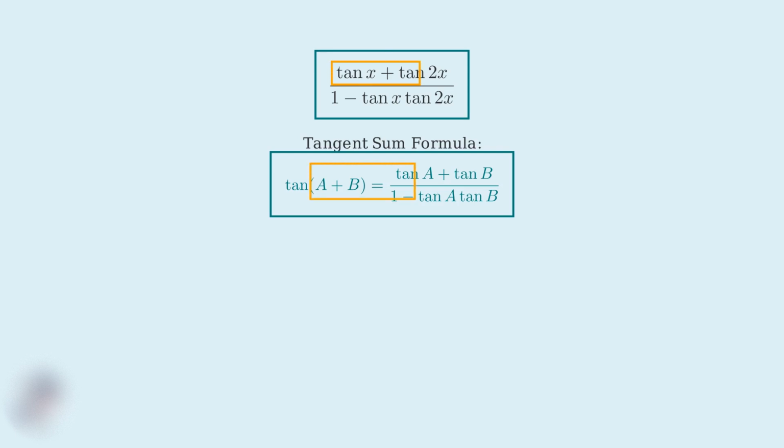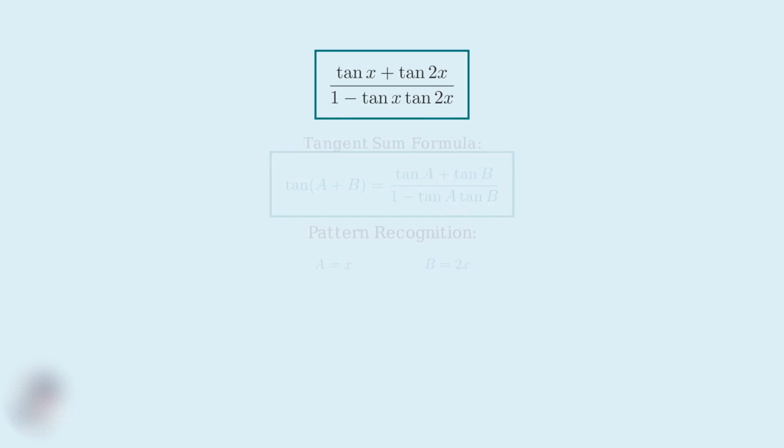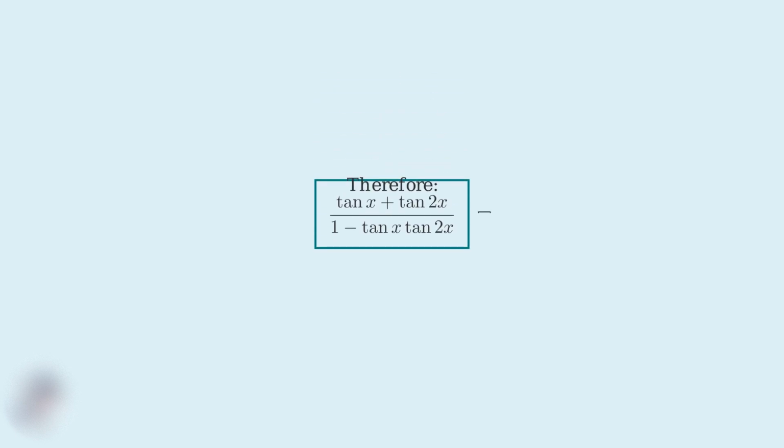First, let's compare the numerators. We have tan x plus tan 2x in our expression, which matches tan a plus tan b in the formula. Next, the denominators. We have 1 minus tan x tan 2x, which perfectly matches 1 minus tan a tan b from the formula. By comparing the patterns, we can identify that a equals x and b equals 2x. This means our expression represents tan of x plus 2x. Therefore, our complex expression simplifies to tan of x plus 2x, which equals tan of 3x. The entire fraction reduces to this single elegant expression.